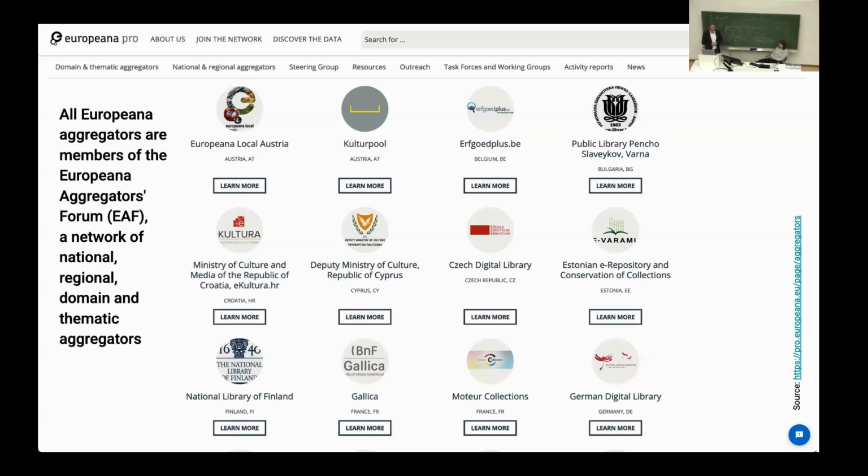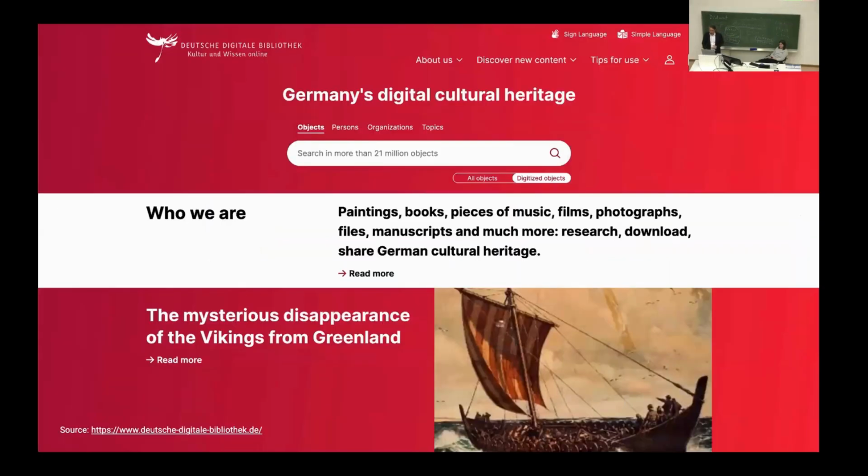That is also an aggregator for the Europeana. And you have national aggregators, you have them in Germany as well, like the German Digital Library. So before you can get data into the Europeana, you have to contact your national aggregator. And this is the German Digital Library. It's been around also for more than a decade.